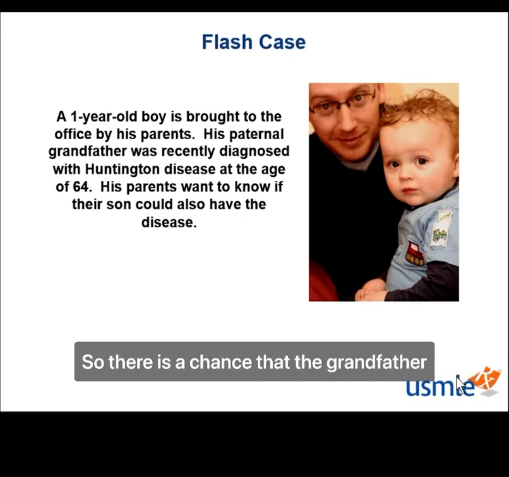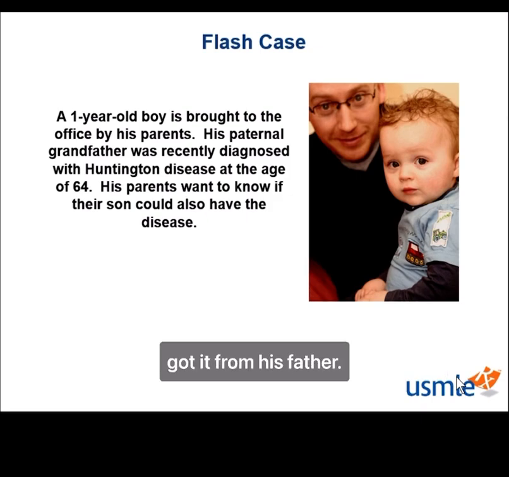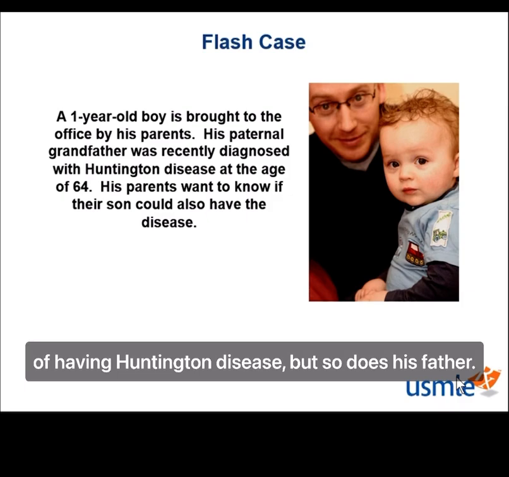So there is a chance that the grandfather passed the dominant gene to his son, and there is a chance that this 1-year-old got it from his father. Not only does the 1-year-old boy have the possibility of having Huntington disease, but so does his father.